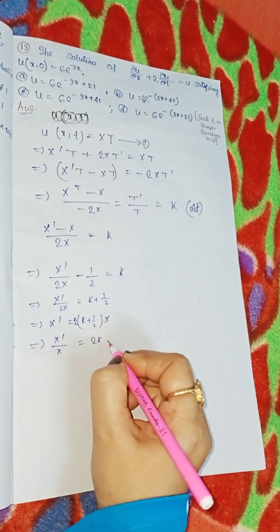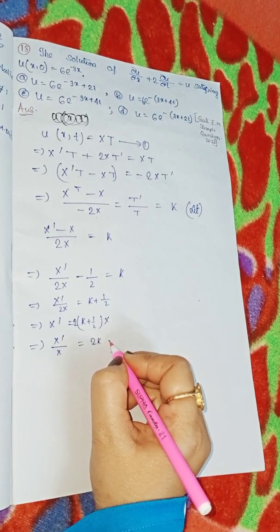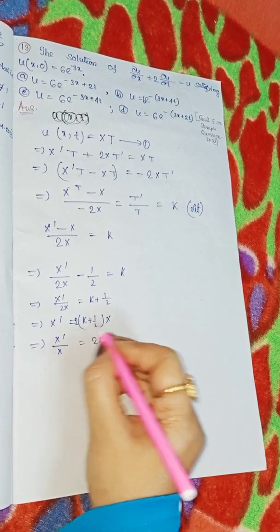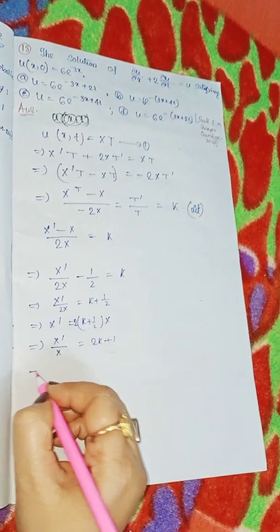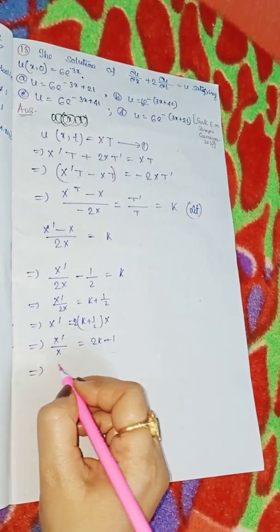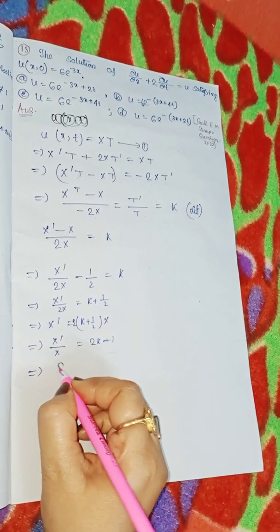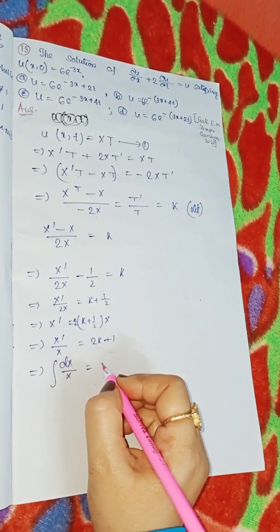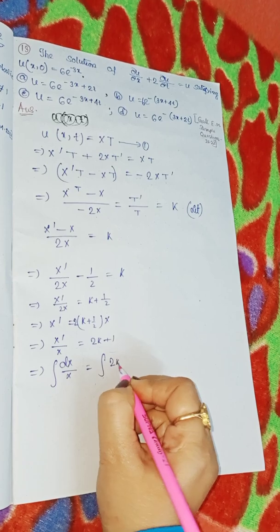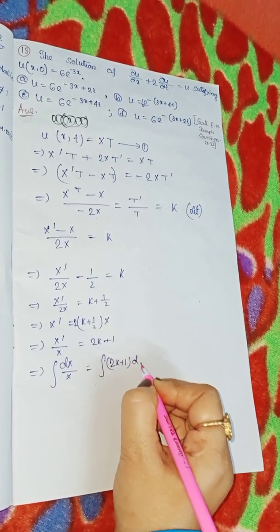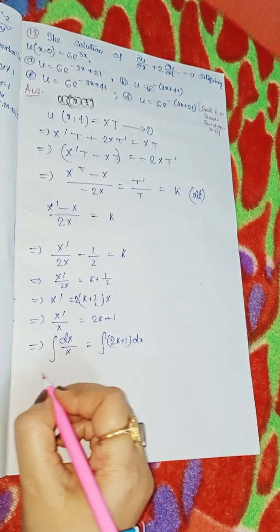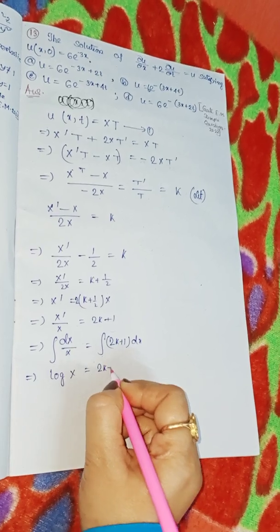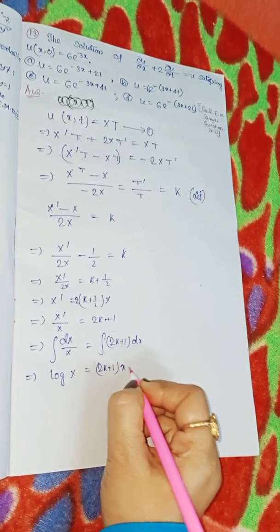So this is 2k plus, so 2k plus 1. Okay. So now differentiating this, integrating both sides. So here we get dx by x integration, and this one integrating 2k plus 1 into small dx. So here log of capital X is equals to 2k plus 1 into x plus k.